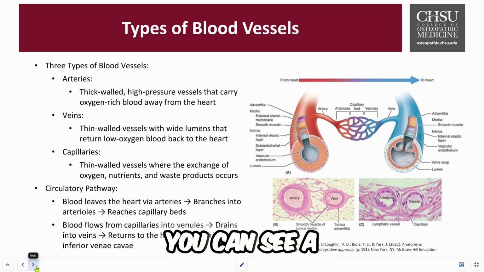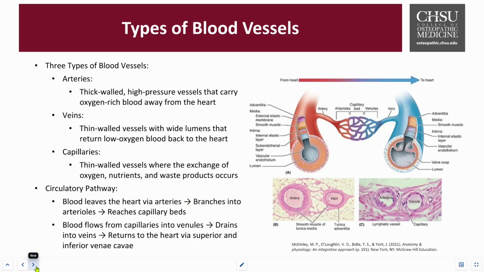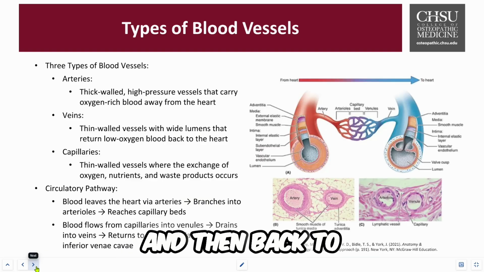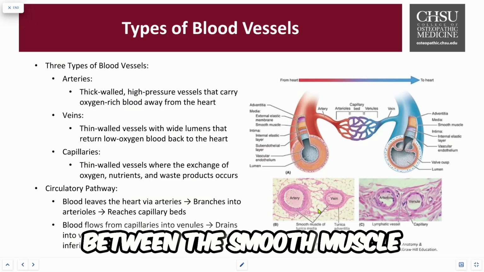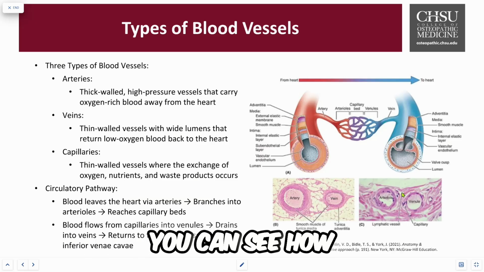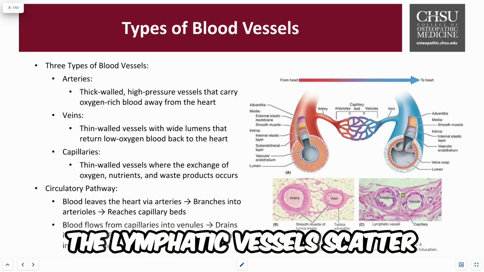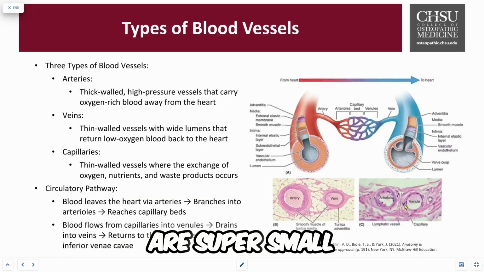And on the right, you can see a visual showing the transition of the big vessels from the heart to the peripherals of the body and then back to the heart. Notice the size difference between the smooth muscle of a vein and the artery. And on letter C, you can see how the lymphatic vessels scatter around the arterioles and the venules. And these capillary beds are super small.